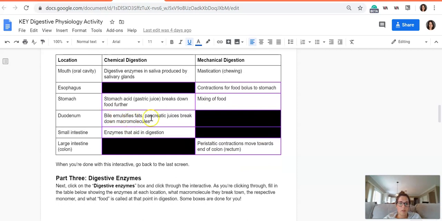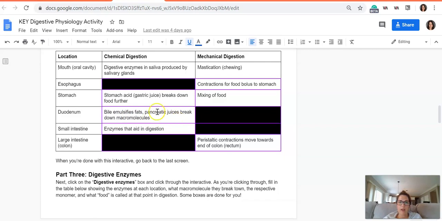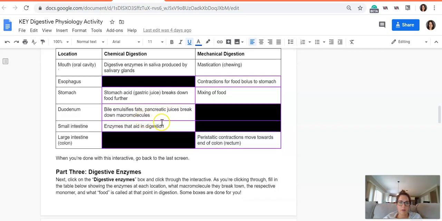The duodenum is where the bile enters your digestive system from the liver. The purpose of the bile is to emulsify fat. Emulsification temporarily makes non-polar things polar. Fats and lipids are non-polar. They don't mix with water. But bile, which is an emulsifier, temporarily makes them soluble in water, so they can be broken down. Pancreatic juices break down macromolecules.